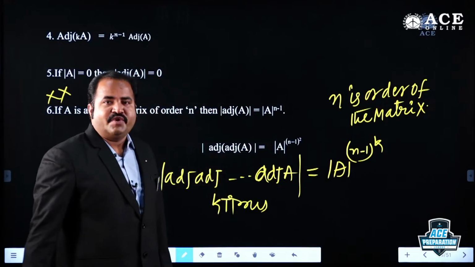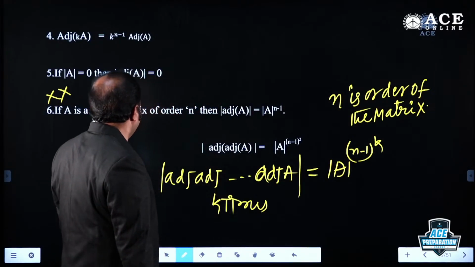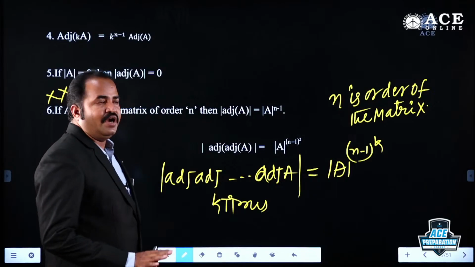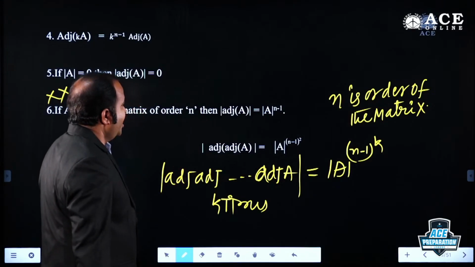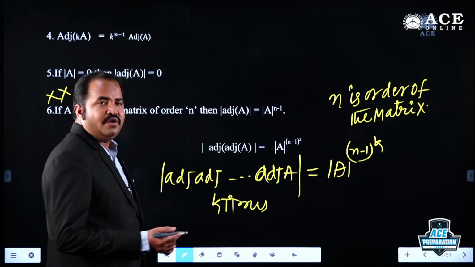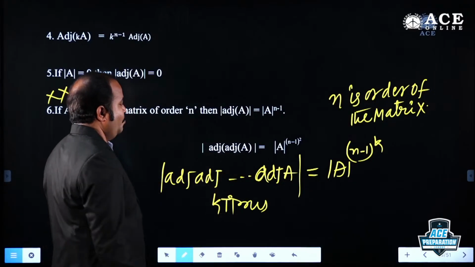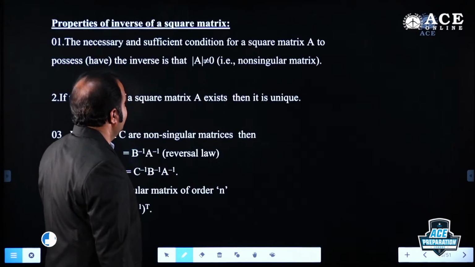So this is a very important property. We have to remember this one. If A is a square matrix of order n, then det of adjoint of A equals det A whole power n minus 1, etc. Right. Let's see the next one.